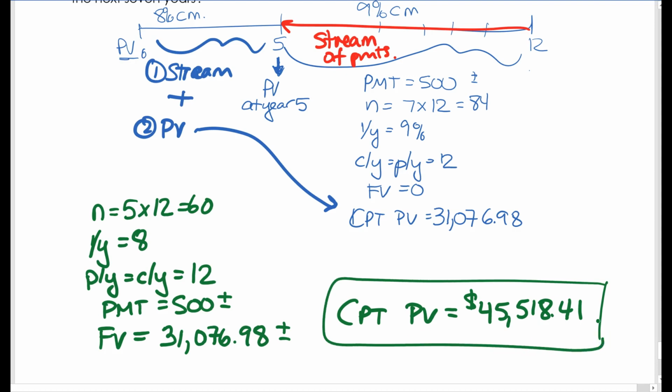$45,518.41. And at the end of your 12 years, you will have received 8% for the first 5 years and 9% on the second 7. Okay, so that's future value, present value. And then on Thursday, we will do some practice questions so that you can make sure that you understand everything.